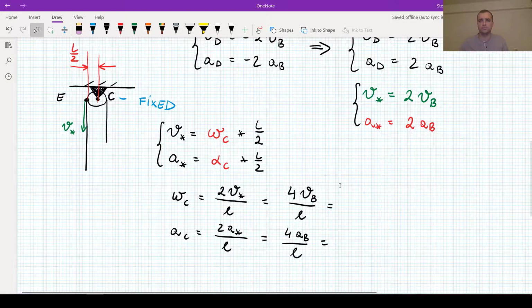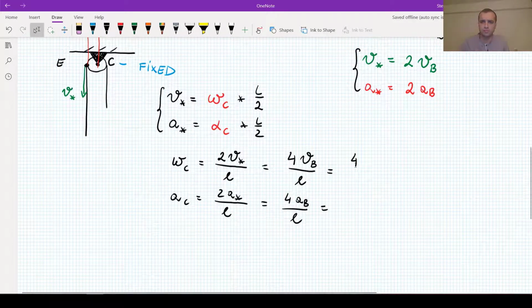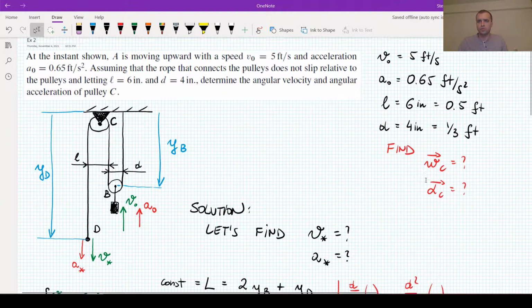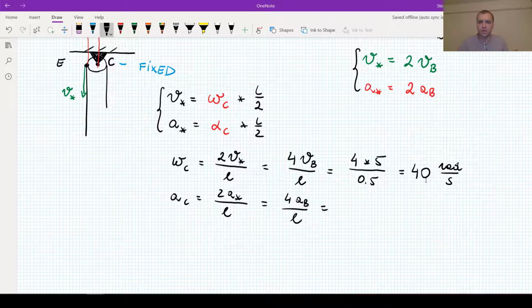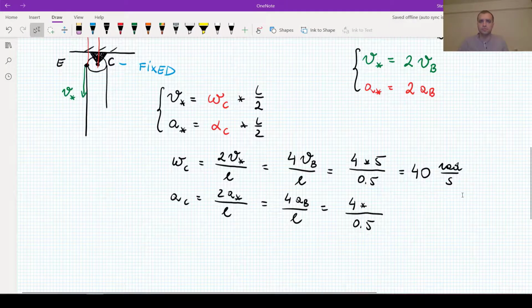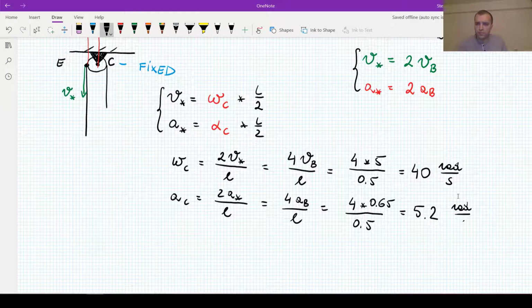Plug in values. VB was 5 and L was half. So this will be 40 radians per second. And in here we will have 4 times 0.65. Grab your calculator and obtain that this is exactly 5.2 radians per second.